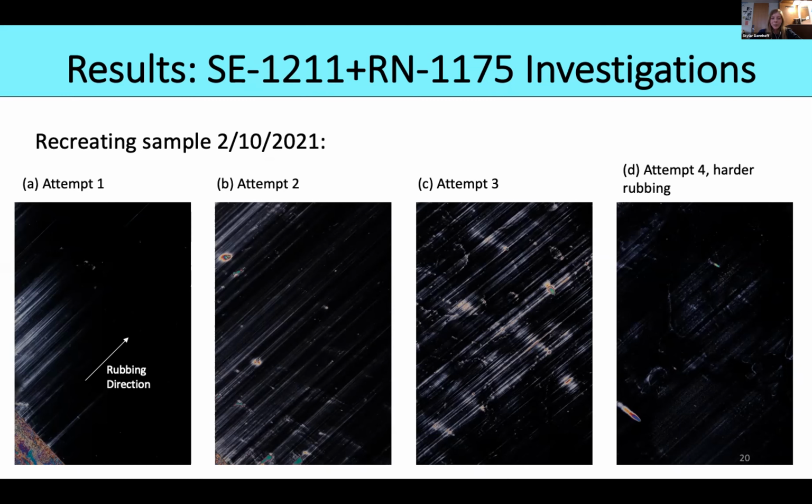And you can see the first three attempts not really getting anything. We get a little bit of striation from the rubbing cloth, these lines here. But really, it's dominantly homeotropic. And even as we increase the rubbing strength over here, still mostly homeotropic.